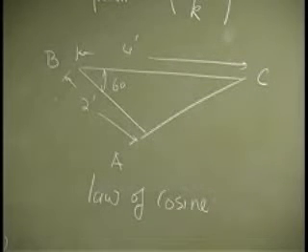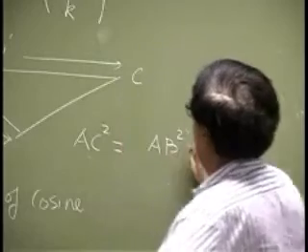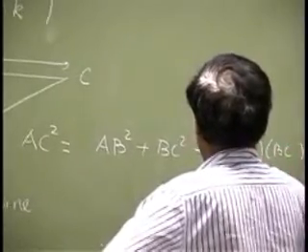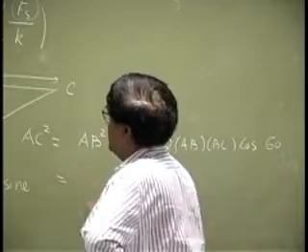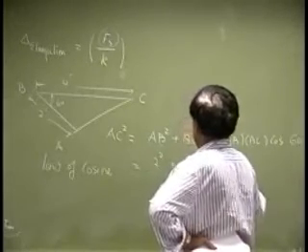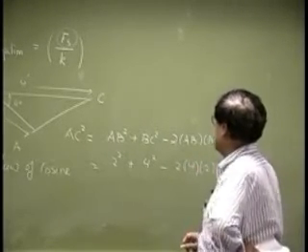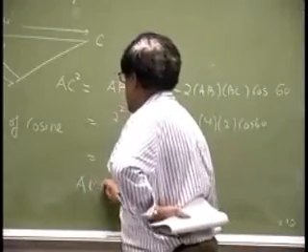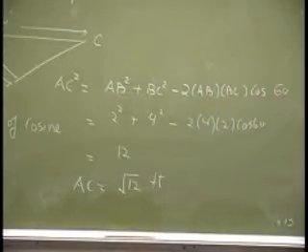According to the law, the length AC squared is going to be AB squared plus BC squared minus 2 AB BC cosine of the angle between those two, which in this case happened to be 60. So you can make the substitutions. AB is 2 squared, BC is 4 squared, minus 2 times 4 times 2 times cosine 60. So that's 16 plus 4, which is 20, minus 8, which will be 12. Your length AC will be square root of 12 feet. So that's the length you're looking for.